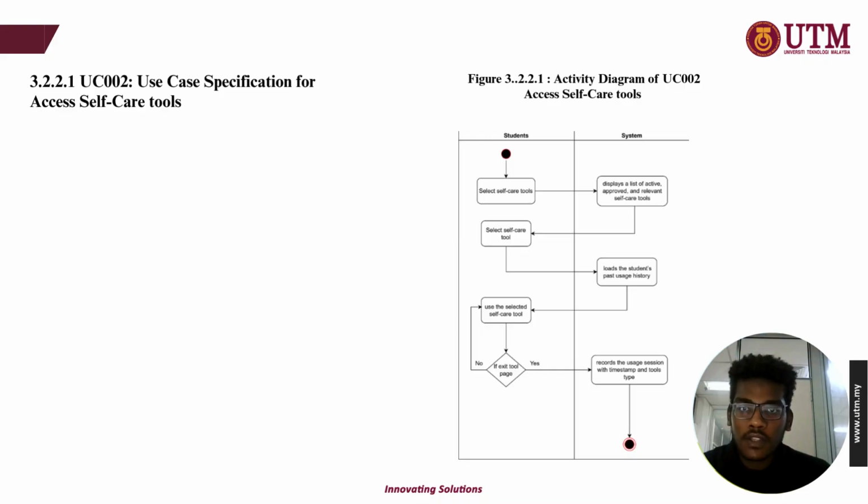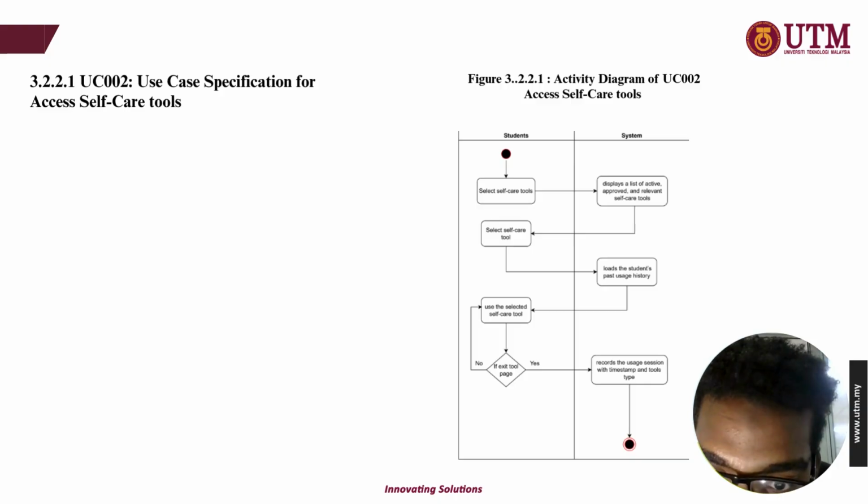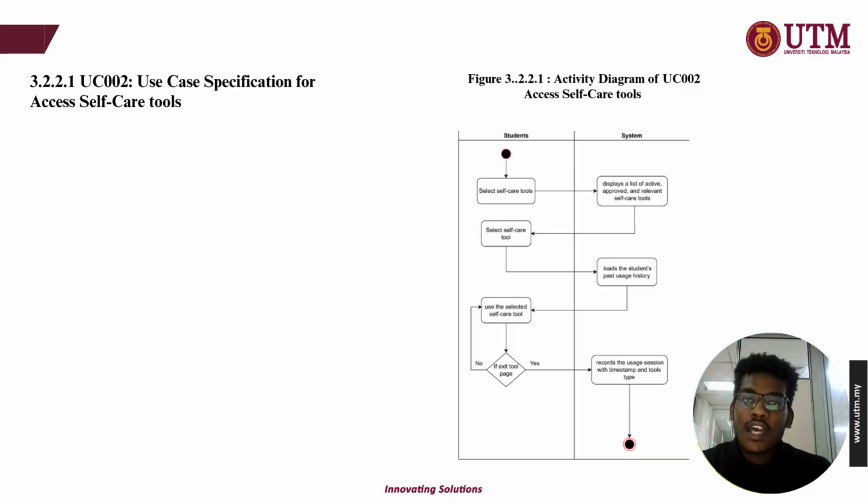So the use case specification for access self-care tools has all of the information, who worked on it and who last updated the use case, the description, and also the normal flow, alternative flow, and the requirements. I really can't read; it's so small. So if you can check the document, it will be better. The activity diagram we have on the right of access self-care, we've already discussed this in phase 2. So yeah, that's all we have for this use case.